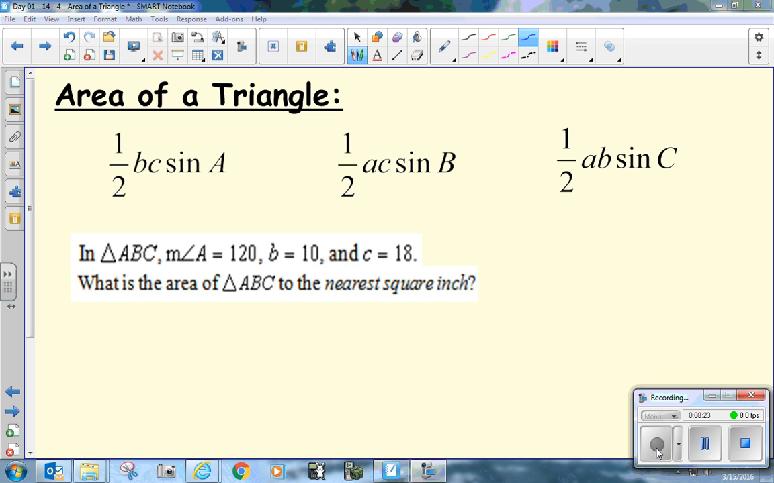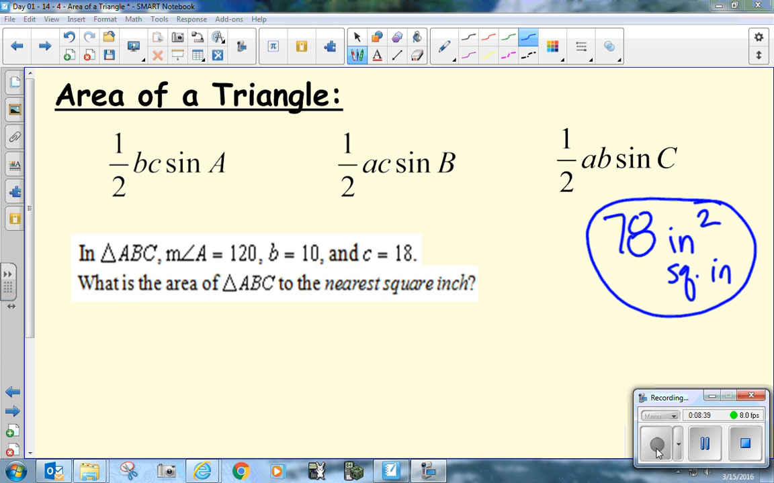So what did you guys come up with for answers? 78. That sounds good. Inches squared. Don't forget. You can write the words square inches, or you can put SQ, period, IN. But make sure you label it. You will lose points if it's not labeled.